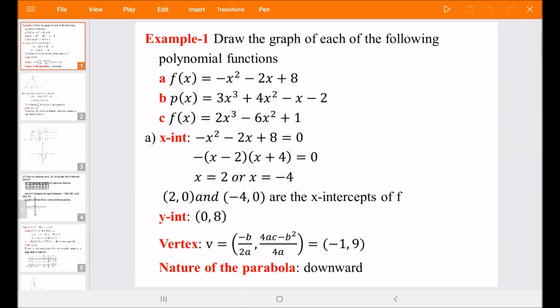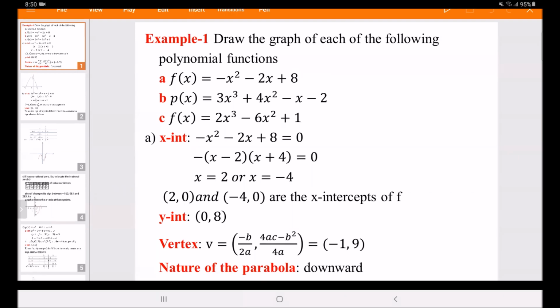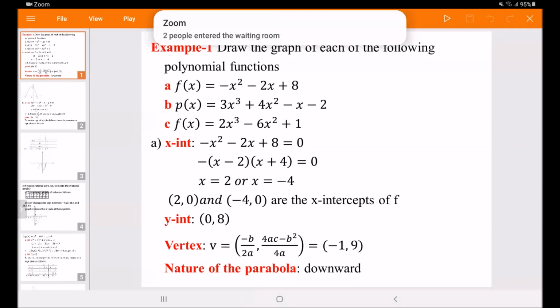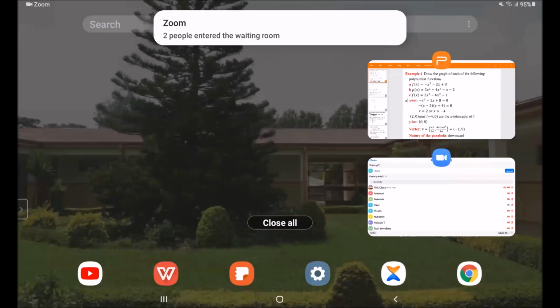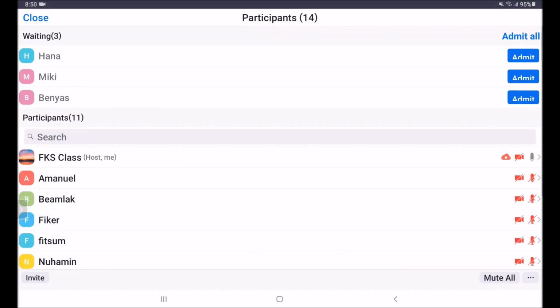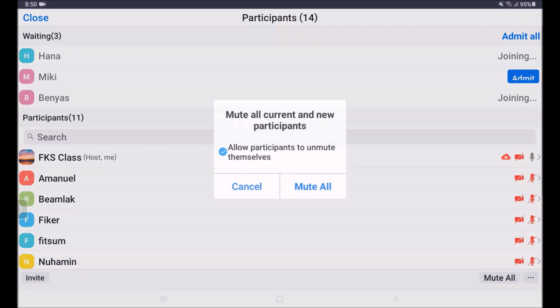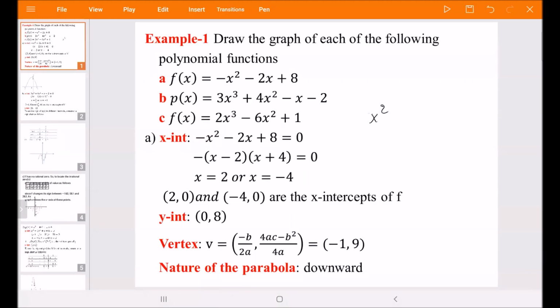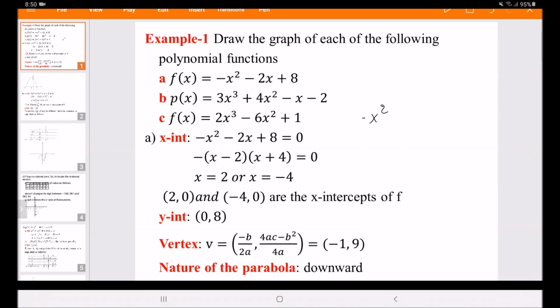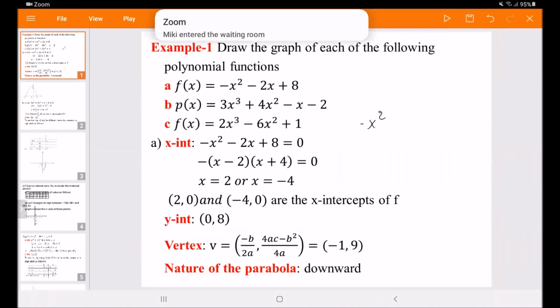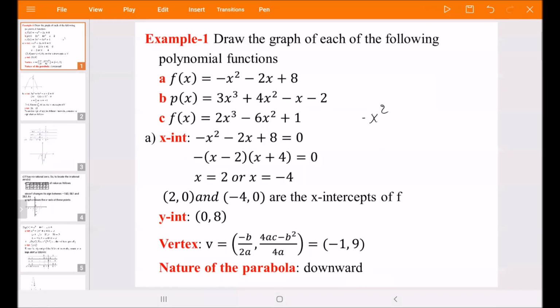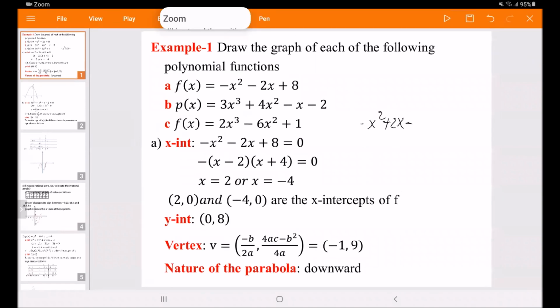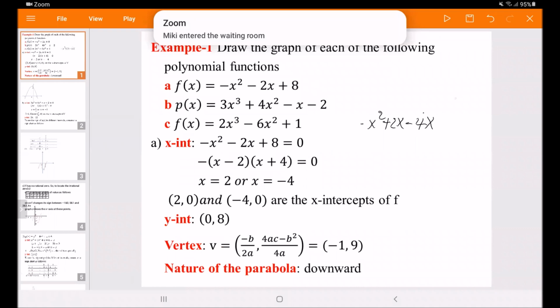If these integers exist, they are from the factors of 8. From the factors of 8, two of them satisfy this condition: their product is minus 8 and their sum is minus 2. They are minus 4 and positive 2. So we rewrite the middle term: minus x squared plus 2x minus 4x plus 8.